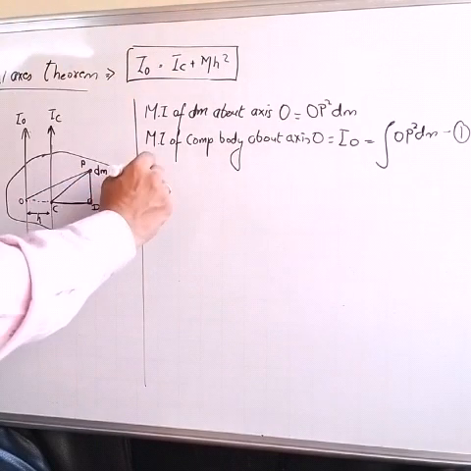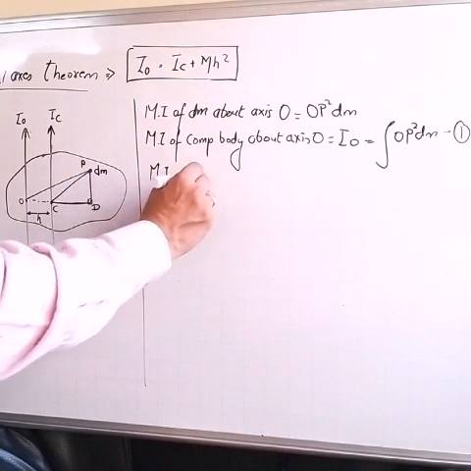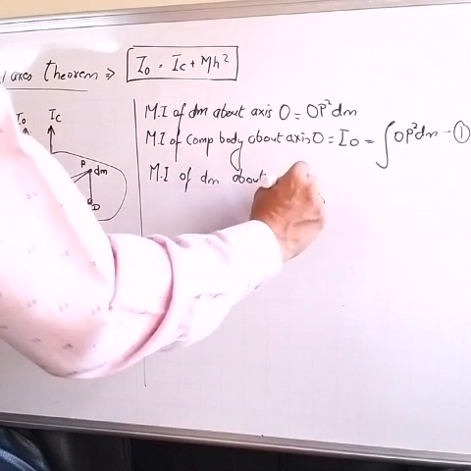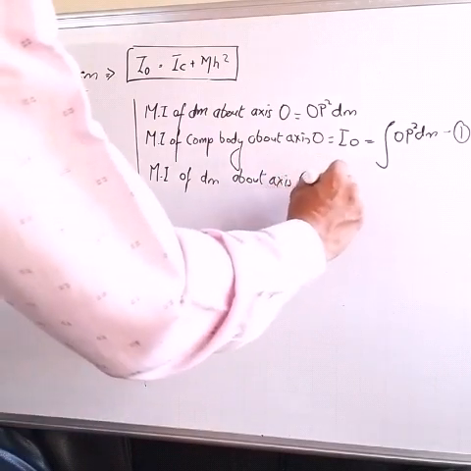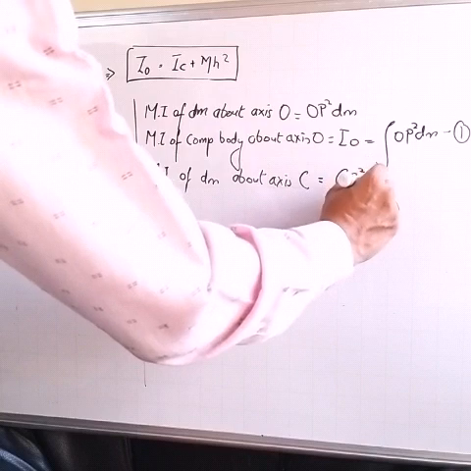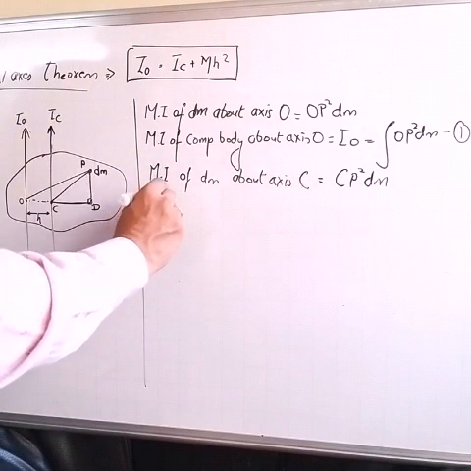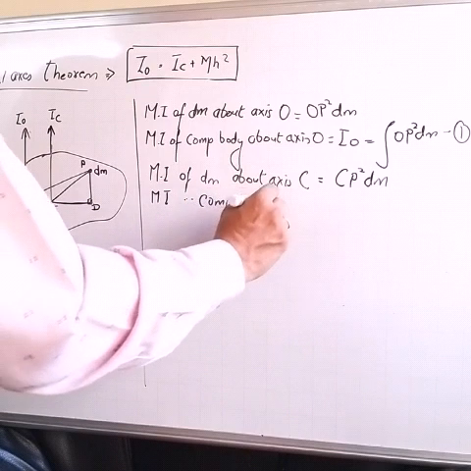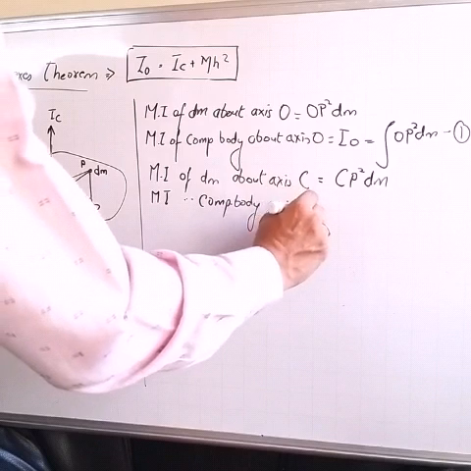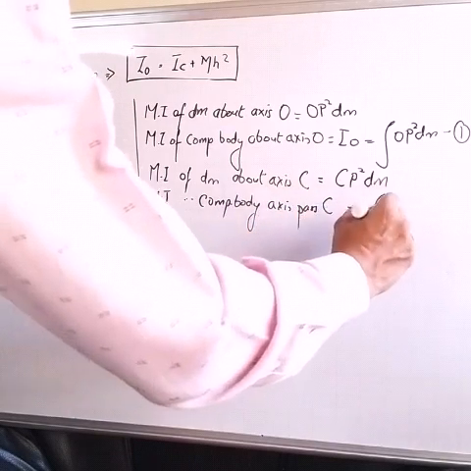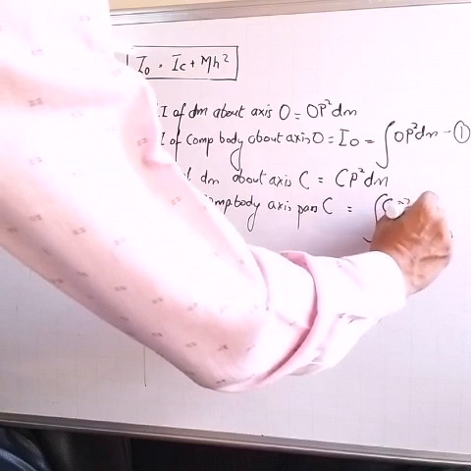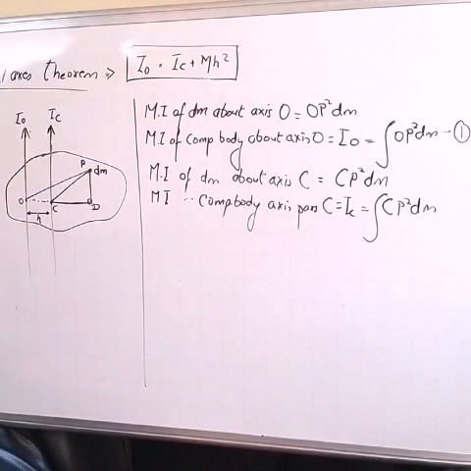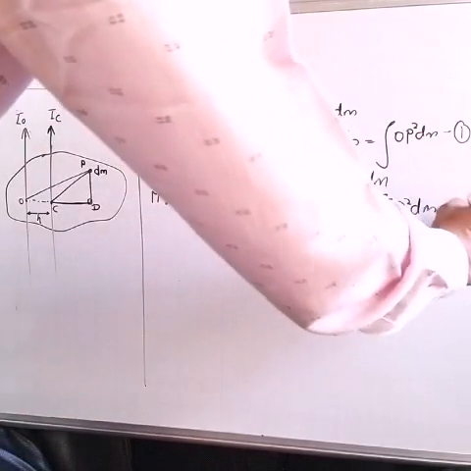On a similar basis, I will write the moment of inertia of dm about the axis passing through point C, and that can be written as CP square dm, and the moment of inertia of the complete body about the axis passing through C will be integration of CP square dm, or I'll write this as IC equal to integration of CP square dm. This is equation 1 and this is equation 2. Is it clear?